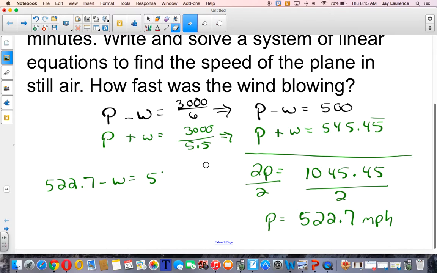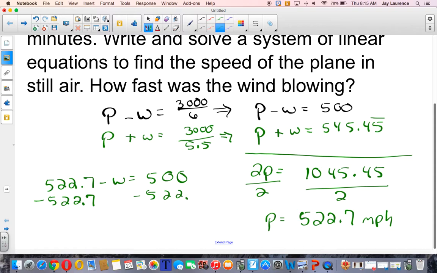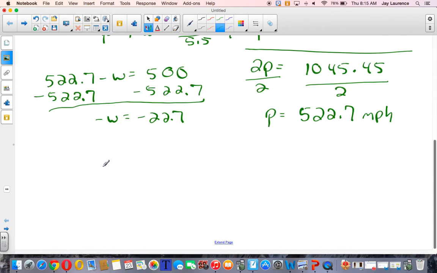Okay, so this would be 500, right? And so I'll subtract. And then negative W will equal negative 22 and 7/10. And then if I divide by -1, I'll get positive W. So the wind speed is going to be 22.7 miles per hour. Okay, let's get this video done.